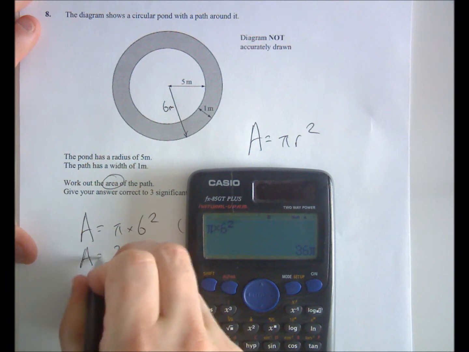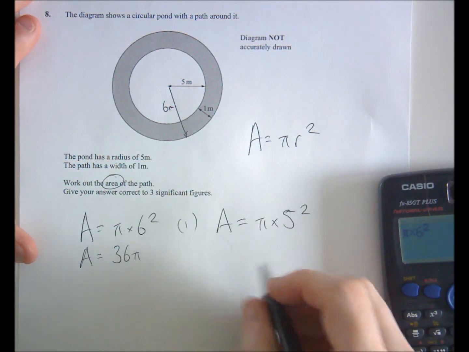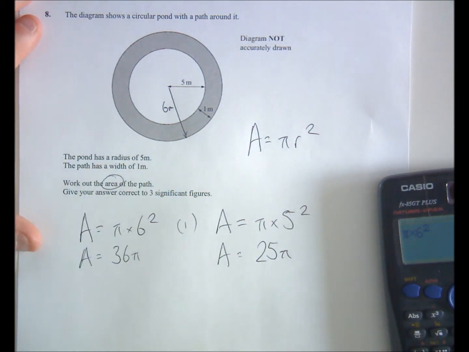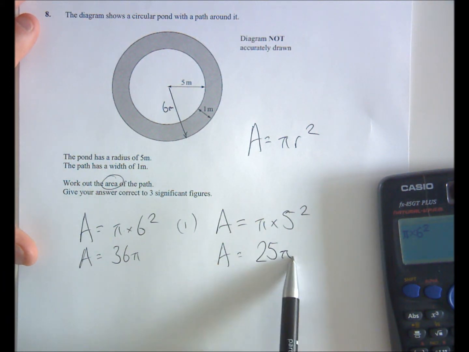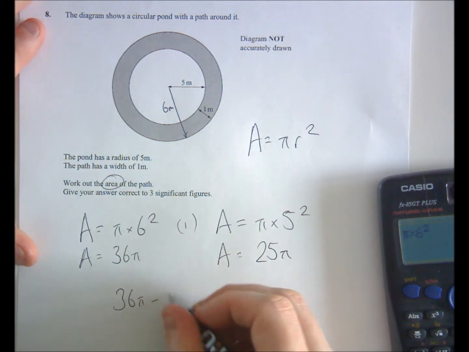Don't press the SD button just yet. If you do the same over here, 5 squared is 25. The calculator is going to throw back at you 25 pi. Again, we're still on 1 mark for all of this. You get the second mark if you start to say that this needs removing from this. And I can do that in terms of pi.